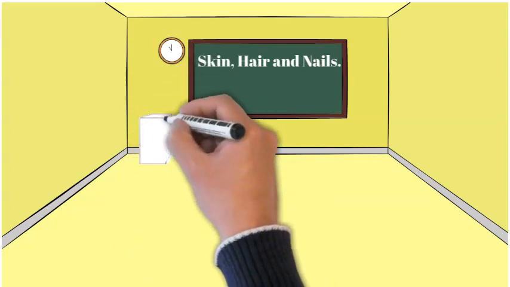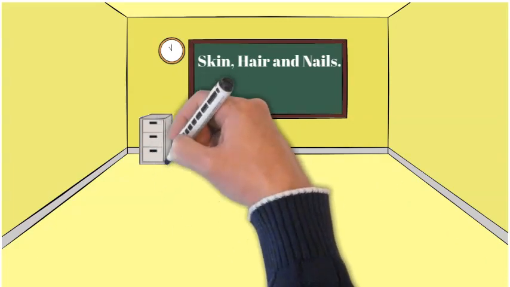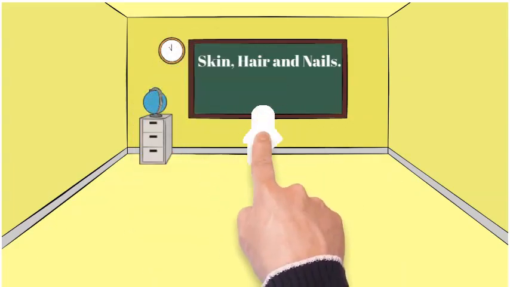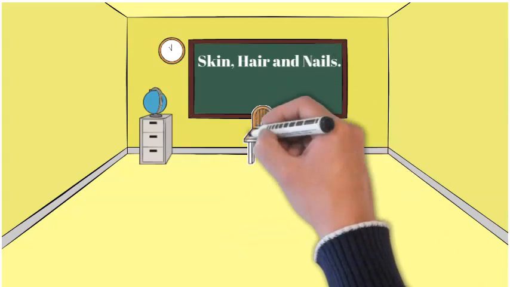Erythema, redness or inflammation of the skin. Cyanosis, blue or purple discoloration of the skin due to lack of oxygen. Jaundice, yellowing of the skin and eyes due to excess bilirubin in the blood.